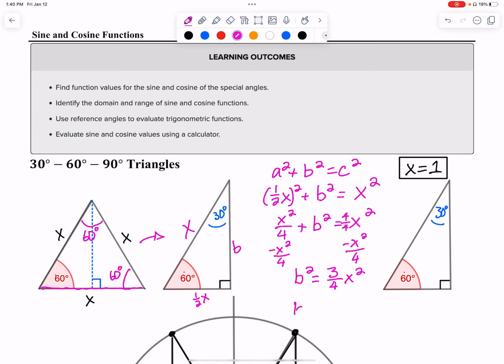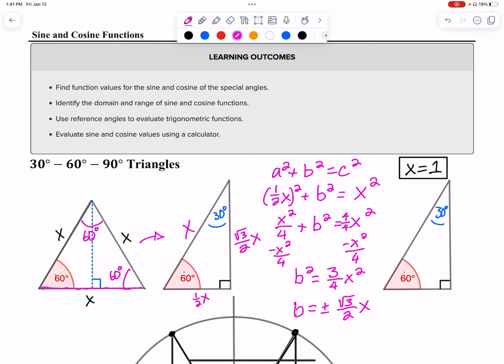Now the next thing we're going to do is take the square root. This would produce a plus and minus, which we'll talk a lot about later. Remember, anytime I take the square root of an equation, I get a plus or minus. But in this case, we only care about our positive. I don't know the square root of 3, so I'm going to leave it. The square root of 4 is 2, and the square root of x squared is x. So I know that this third side over here is going to be equal to the square root of 3 over 2, times x.